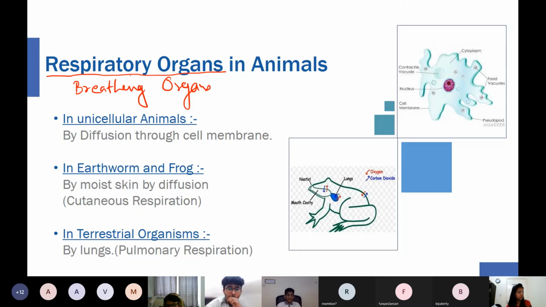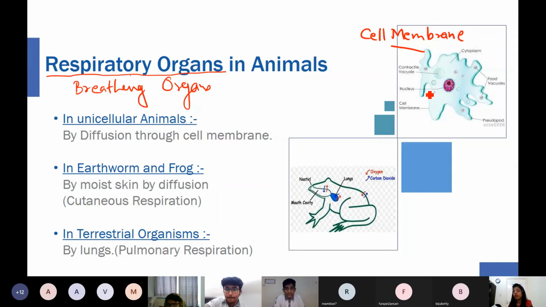Amoeba is. Yes, its whole body, ma'am. Whole body. Cytoplasm? No, it is not cytoplasm. It is the cell membrane. Cell membrane. Amoeba does not have any organ for gaseous exchange.